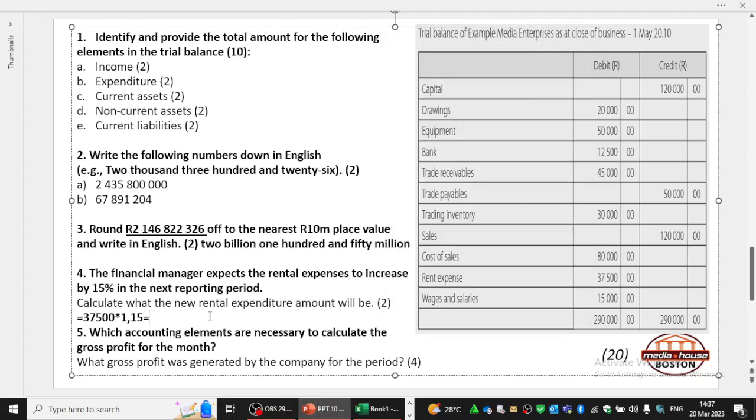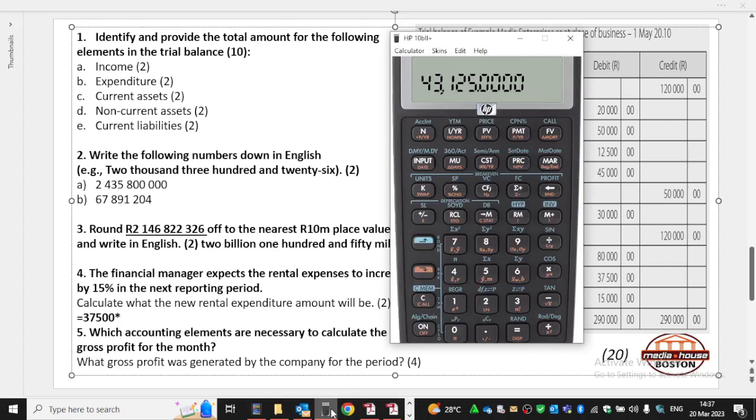But if it is decreasing, I'm also going to show you. Assuming that this is decreasing, the 37,500 represents 1, and if this was a decrease of 15%, you're going to say 1 minus 0.15, with 0.15 representing the percentage. So the value that will be remaining after a decrease of 15% is 85%. Then you're going to multiply this by 0.85 and get the new amount, without you having to calculate 15% and subtract it from the amount.